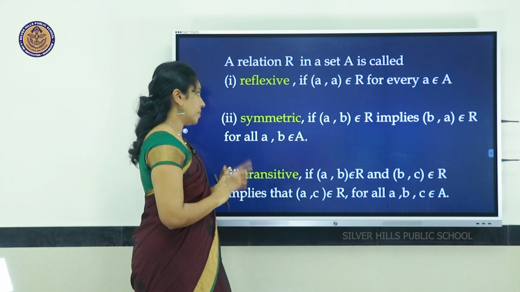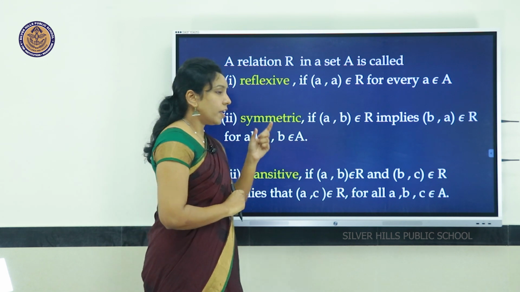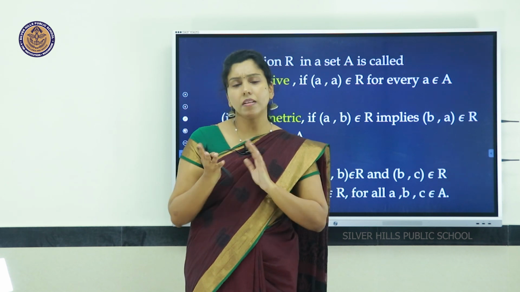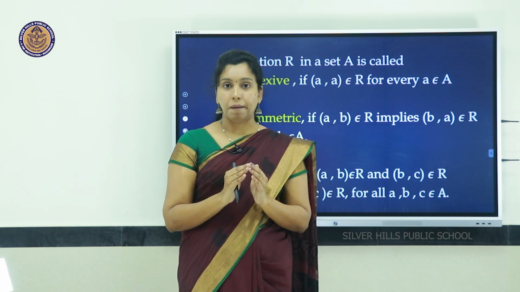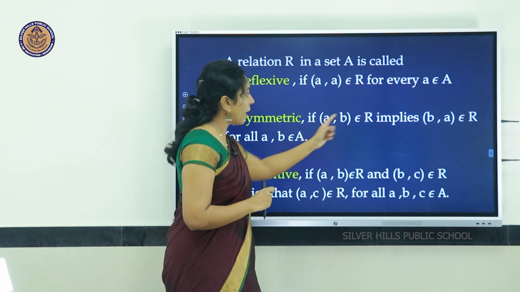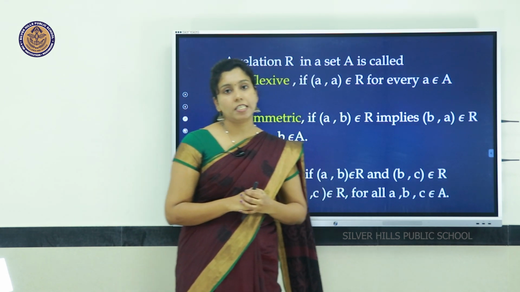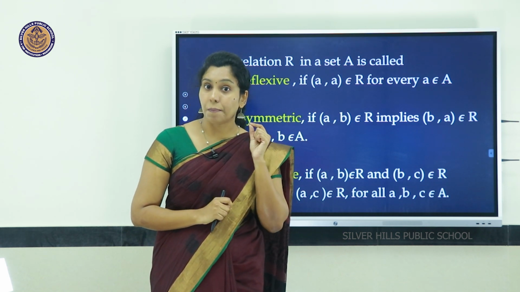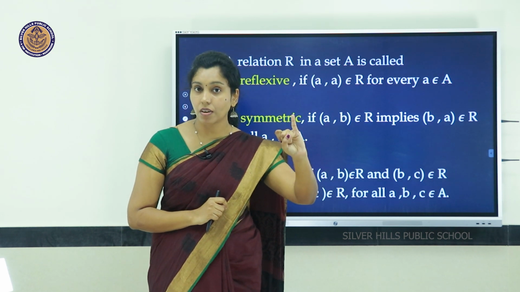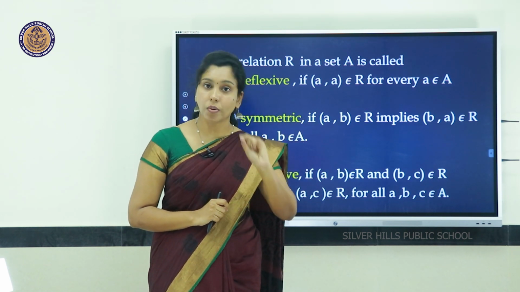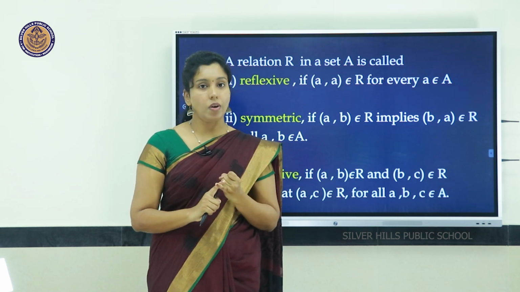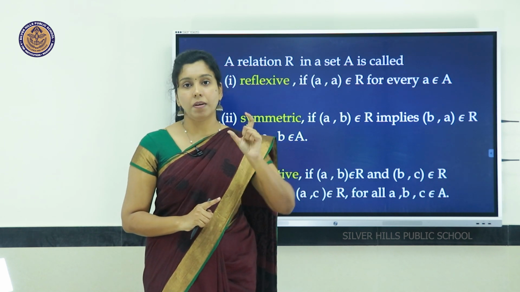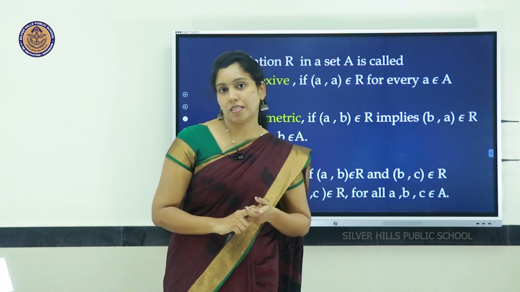Second one, symmetric. What is that? If you take an ordered pair (a, b), the first member and second member are different. If you take the ordered pair (a, b), its reverse, that is the ordered pair (b, a), will be present in the relation. Then I will say that relation is symmetric. So the first one is reflexive, meaning every element is paired to itself, (a, a) belongs to R. Second one is symmetric. If a different pair, if (a, b) belongs to R, then (b, a) will be present in the relation.